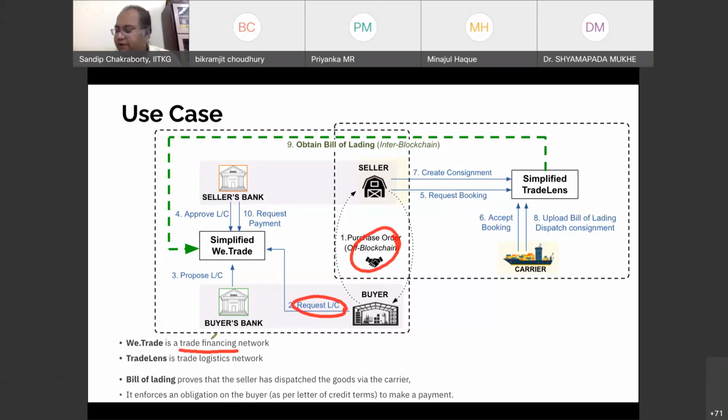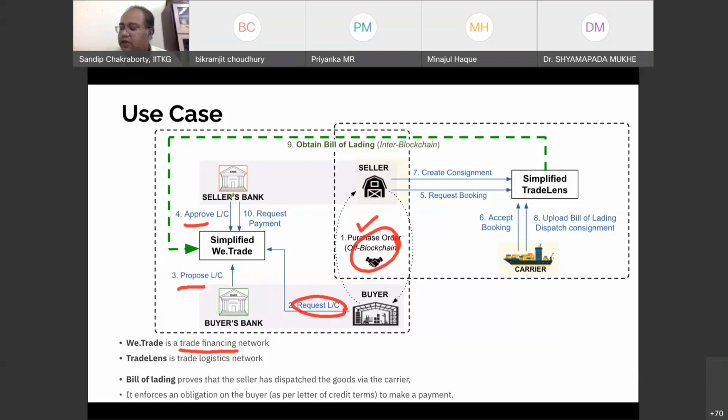Whenever you request a licensing from the WeTrade network, one of the banks, say for example the buyer's bank, proposes some kind of licensing, and then the seller's bank approves the licensing. That way they come to an agreement that once the corresponding transaction of this purchase order is made, the buyer's bank will automatically transfer the money to the seller's bank.